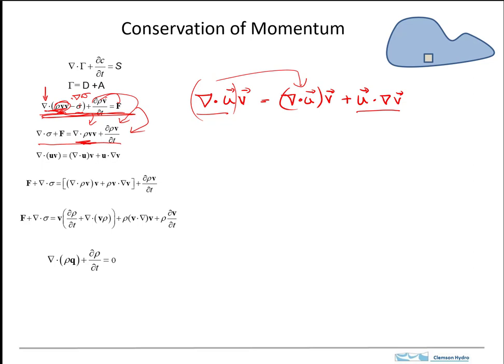Okay, so for our case, U is the mass. This is like a mass flux, and V is a velocity.